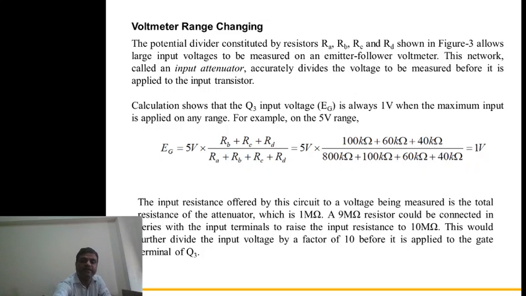Then the question arises of how to change the range of the voltmeter. To change the range of this voltmeter, or to convert it to a multi-range voltmeter, we use different resistance values. So instead of one resistance, we use RA, RB, RC and so on. That is basically a volt change of the resistance circuit. That is all about today's circuit. In the next class we are going to discuss how to implement a multi-range voltmeter circuit.